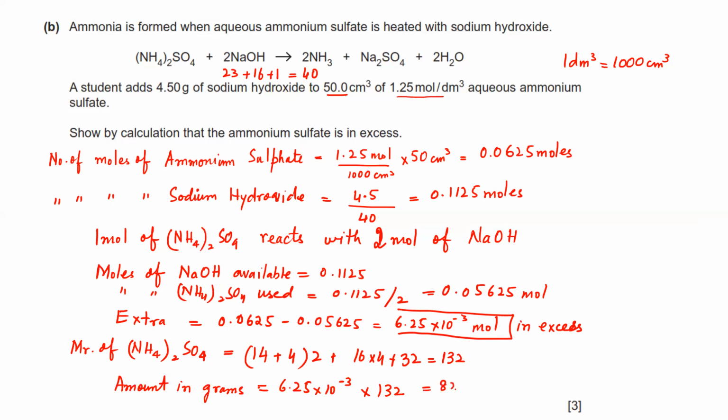This is 825 milligrams. Okay. This is what you will get in excess, or if you're going to write it as 6.25 moles of sodium hydroxide in excess, this will also serve as a good answer as well. But if you're going to write an amount in grams, that is also fine.